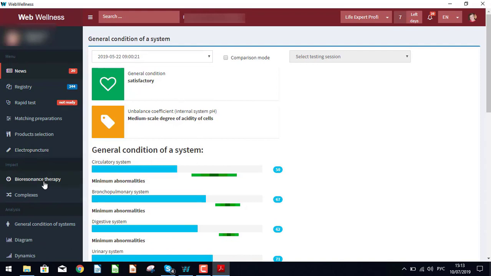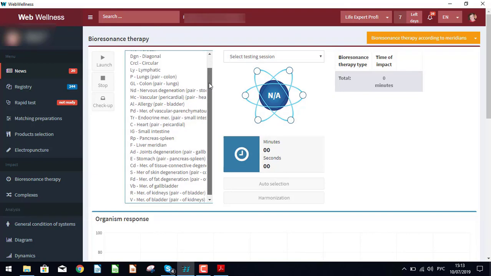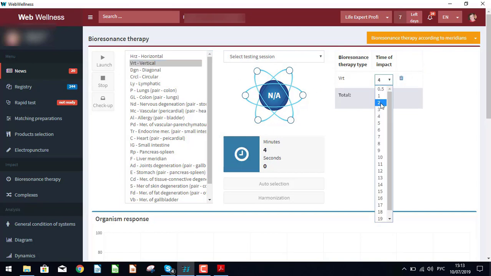Then we go to bioresonance therapy, where all the meridians are located: 4 general meridians, 12 classical Chinese meridians, and 8 Voll meridians. What we need to do? In this case, if we do harmonization, we choose harmonization. We choose time 2 or 3 minutes. The person should be connected all the time to the laptop with our electrodes. When we choose the meridian, we need to click on checkup.